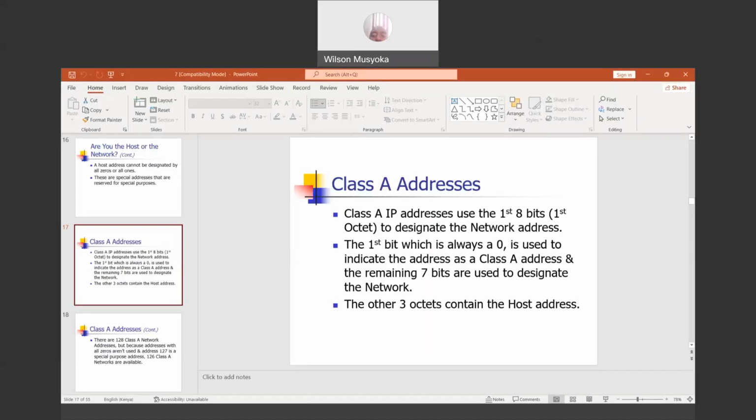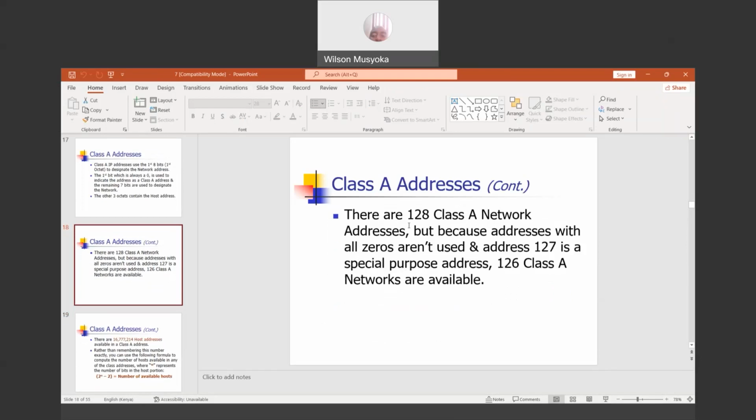In most places, you will need to have more host addresses, because one network can have many host addresses or node addresses. The other three octets are going to contain the host addresses. The first bit, which is always a 0, is used to indicate the address as a class A address, and the remaining 7 bits are used to designate the network.